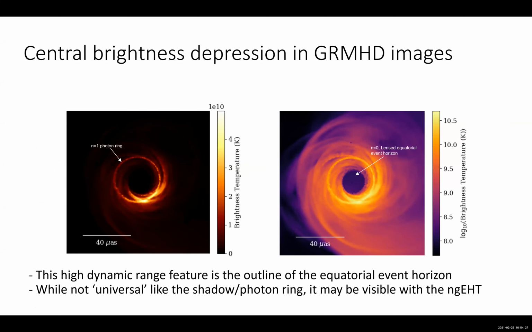So a third feature of the near horizon emission that probes the gravitational physics of these systems that we might observe with the ngEHT is the very central brightness depression of these images, which is, in these simulations at least, the outline of the equatorial event horizon. So this is a third feature, in addition to the shadow and photon rings, we might hope to observe with the ngEHT. And while it's not a universal feature, like the photon ring, it depends on us having emission that extends down to the event horizon. This is something that the simulations start to point at, something that might be visible with the ngEHT.